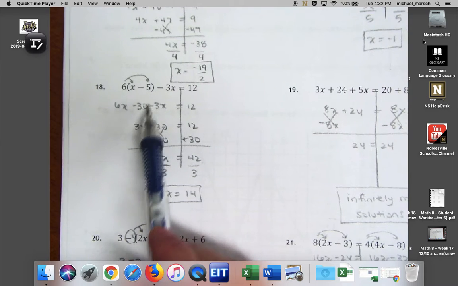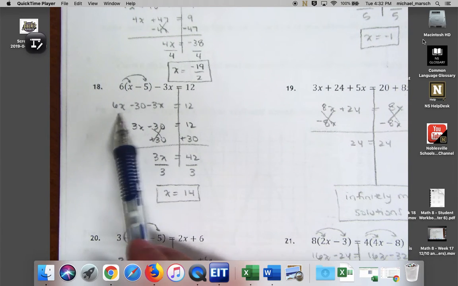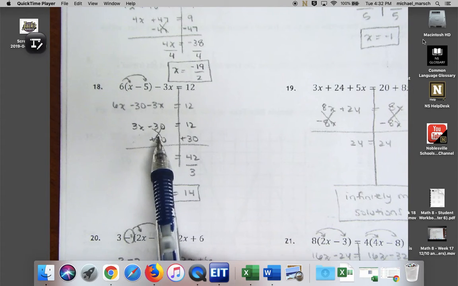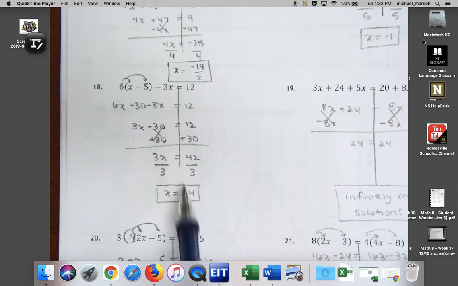Very similar over here, number 18, distribute the 6. Combine my like terms, 6x minus 3x gives me 3x over here. Bring down the -30, add the 30, divide by 3, x equals 14.